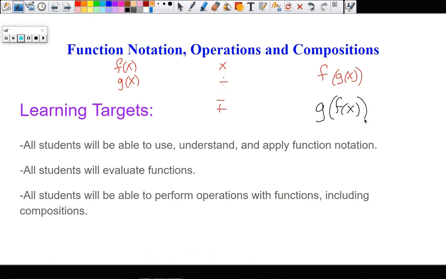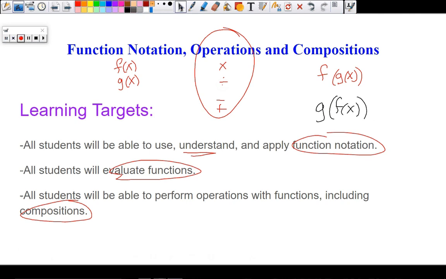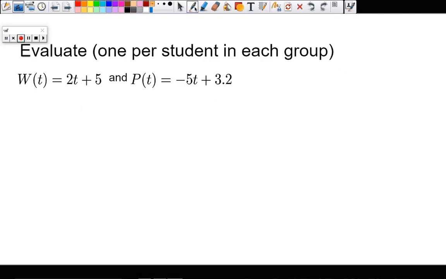What you will see today is that you will be able to understand and apply function notation. You'll be able to evaluate function notations with these operations. And also you will be able to work with compositions, which are multi-step processes. So here we go. It says evaluate. We're not going to get into groups, but we're going to do this together because I want to make sure that you know what you're doing. And we may run out of time.